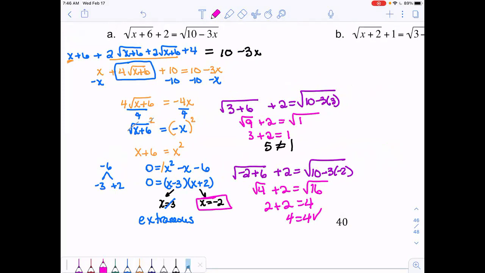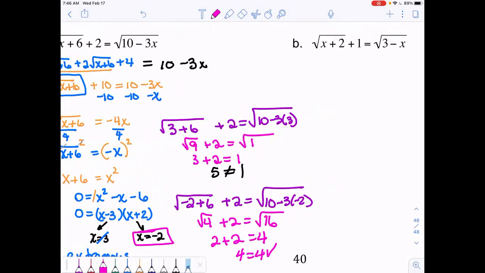Does anyone have questions? I think the hardest part is understanding how to FOIL that radical together. That's pretty tricky. So what I'd like you to do is see if you can start B. Try and look at what you did for A. Do the same process for B. So the first thing, I know I erased mine, but the first thing we did was square both sides.